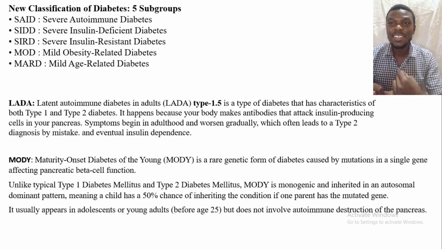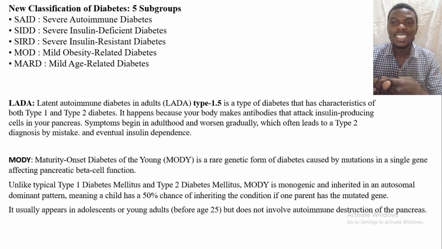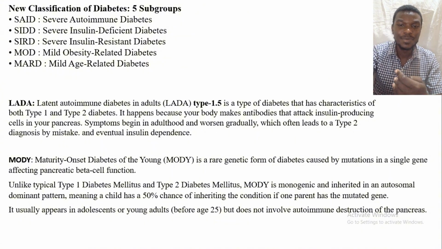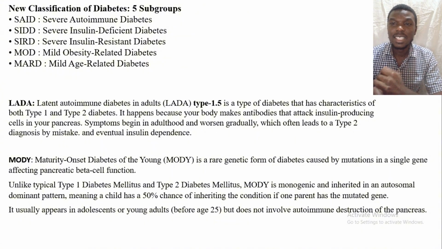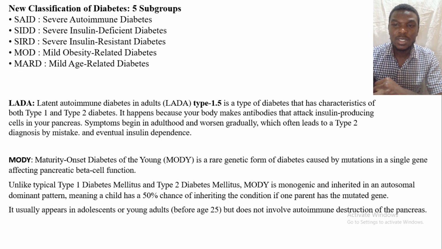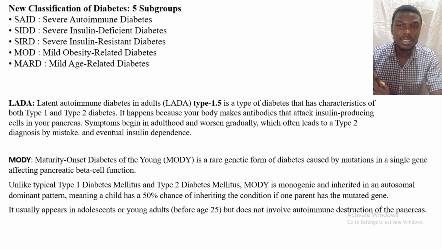We have discussed severe autoimmune diabetes, severe insulin-deficient diabetes, severe insulin-resistant diabetes, mild obesity-related diabetes, and mild age-related diabetes. We have also discussed LADA, latent autoimmune diabetes in adults, and MODY, which is maturity onset diabetes of the young. I'll make specific videos on these because they're also long topics that we cannot fully discuss in this video.